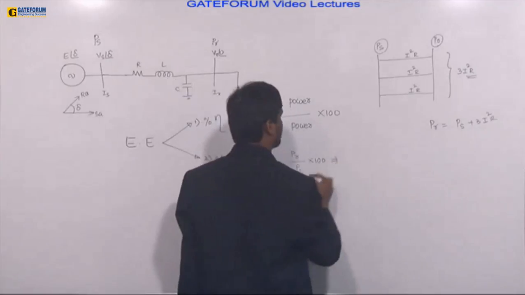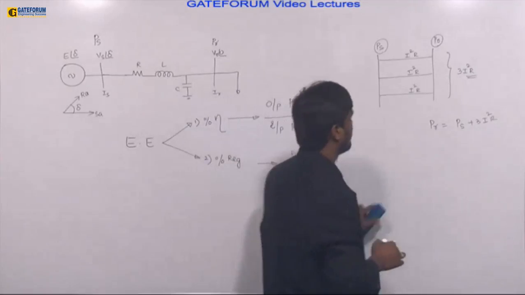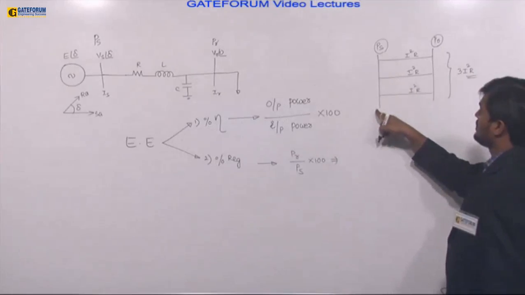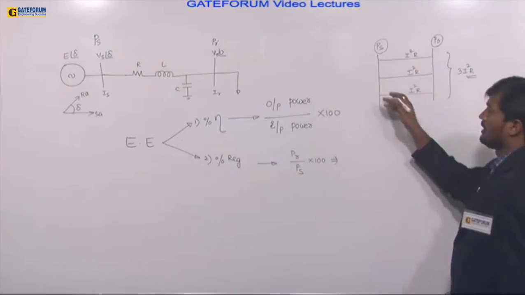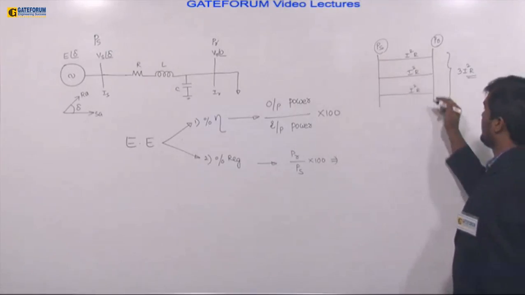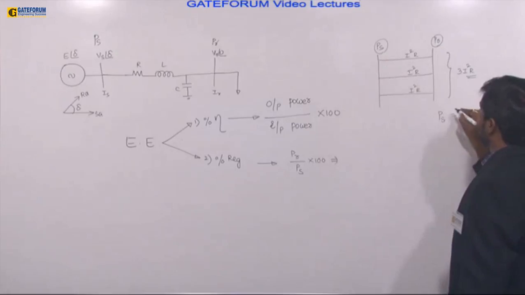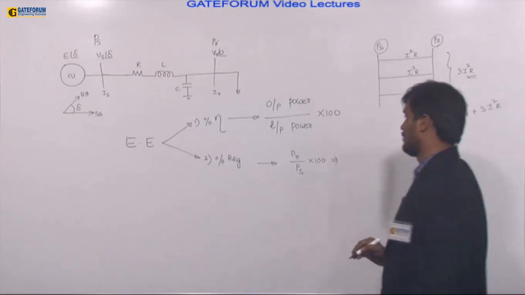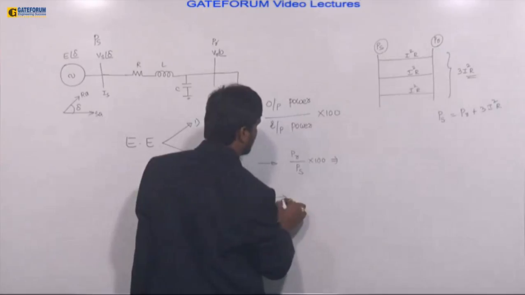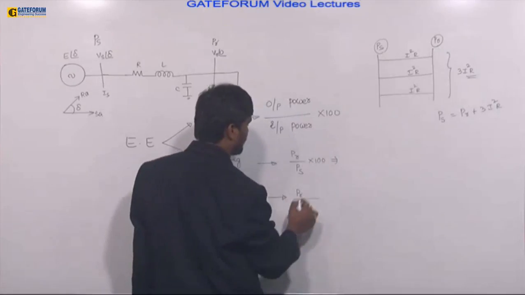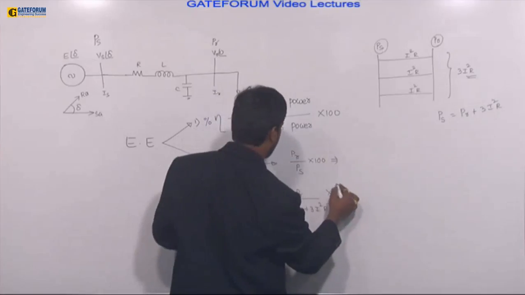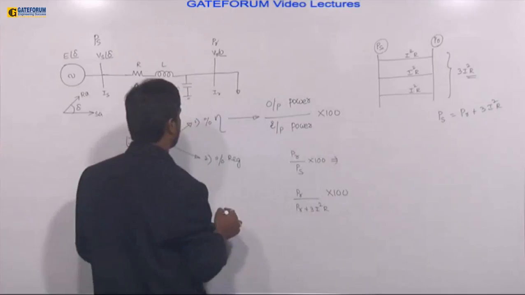But we know that, I'm sorry, the equation is written in the wrong manner. Sending end power PS is equal to receiving end power plus losses in the line, because the sending end is supplying power to the receiving end. Therefore, sending end power PS is equal to receiving end power PR plus 3 into I square R. Now, output power is PR, input power is PS, where PS is equal to PR plus 3 I square R, into 100. Right. Now, it is the percentage efficiency.